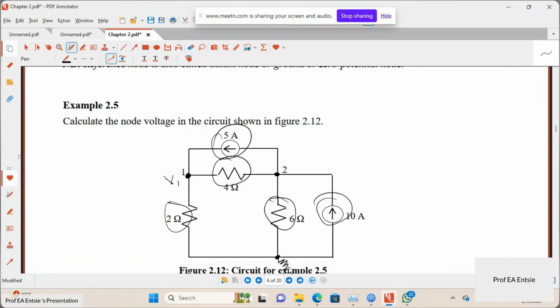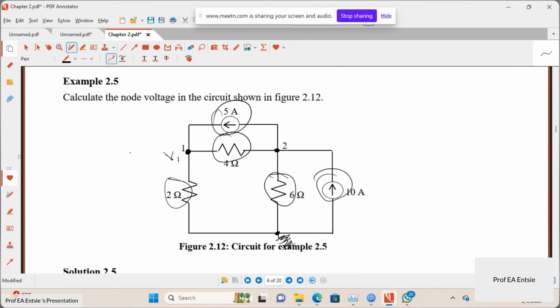But I will choose here to be the reference node. So let me quickly clean this so that I get a neat work.